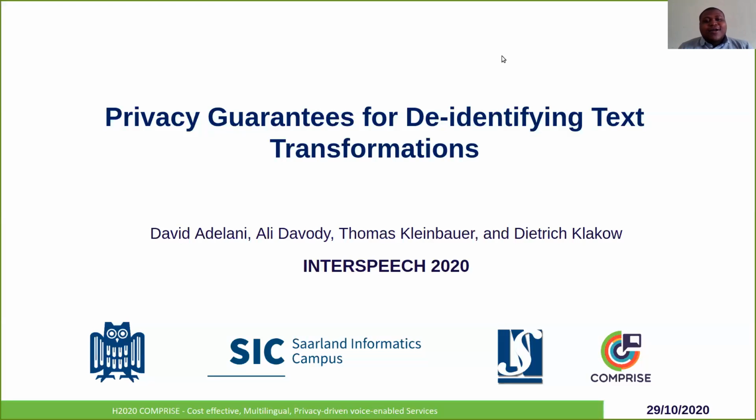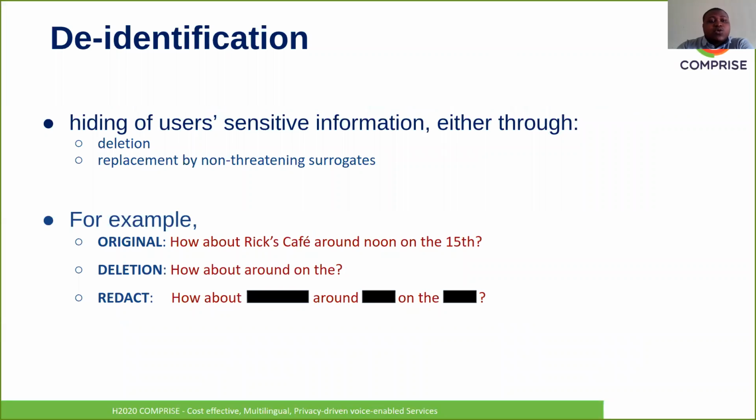Welcome to my talk. I'll be describing how we provide privacy guarantees for different de-identification techniques in the literature. This work is in collaboration with Harley, Thomas, Dietrich. First, de-identification is a way of hiding users' information, either through, for example, deletion, or we can replace it by a non-threatening surrogate.